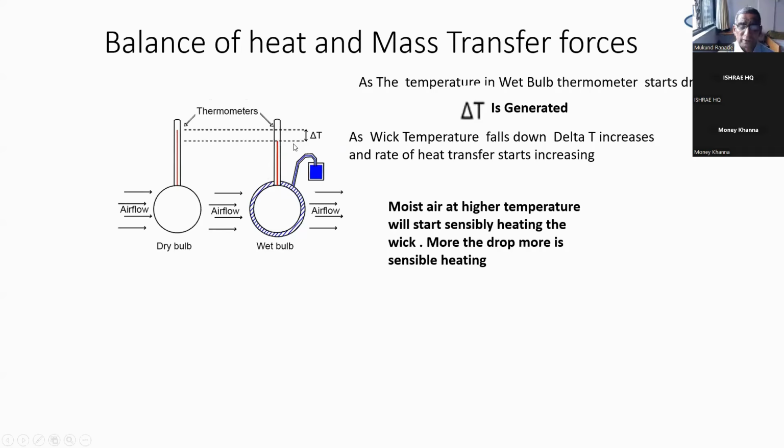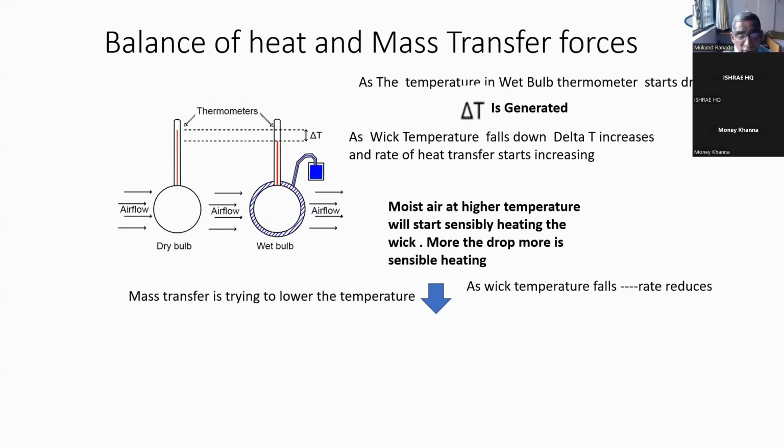Let us assume that for some time being. So naturally there is a delta T, and the 35 degrees air is heating the wick sensibly. As the temperature of the wet bulb starts dropping, delta T is generated, and as the wick temperature falls down, delta T increases and the rate of heat transfer increases. Suppose 31 degrees becomes 30 degrees, the rate of heat transfer will increase because delta T is increased, and heat transfer is directly proportional to delta T. So the air at higher temperature will start sensibly heating the wick. More the drop, more is the sensible heating.